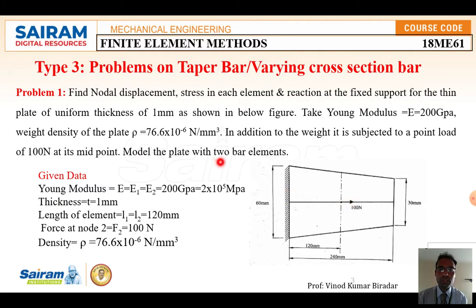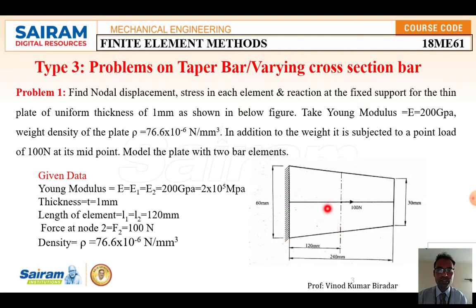Okay, model the plate with a 2 bar element. So consider it as a 2 bar element. That means you have to convert this taper bar element into a stepped bar, then go for solving the problem. Before this, if you want to solve any bar element, you should know the Young modulus, area and length, but here the area is not given. Instead of area they have given thickness, so you have to calculate the area first.